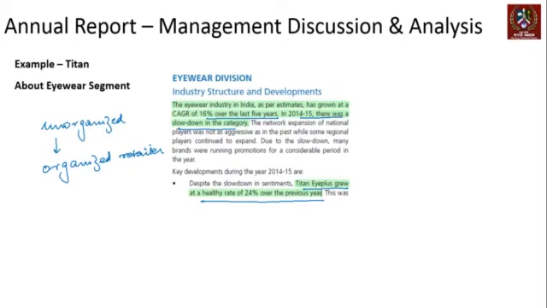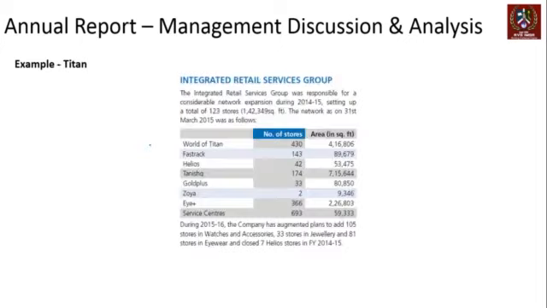So all this information is clearly available, and then they also talk about finally what kind of expansion they have done to the stores, what is the number of stores that they have, what is the area in square foot of all the stores that they have, right? So Titan Eye Plus servicing centers, they have set up multiple servicing centers as well, which augment their ability to actually service client request or customer request.